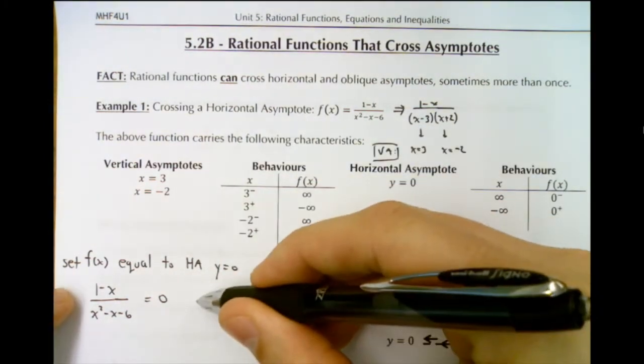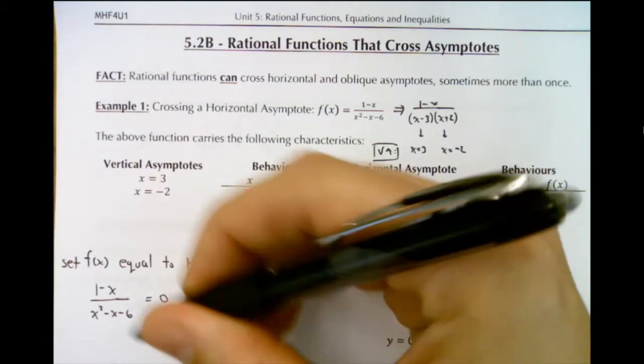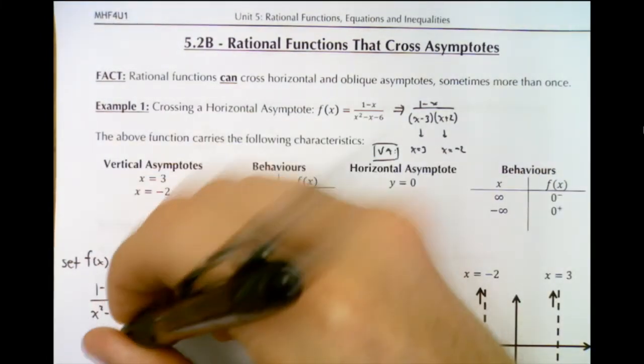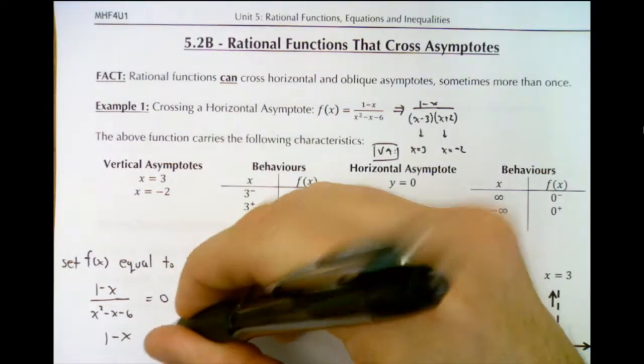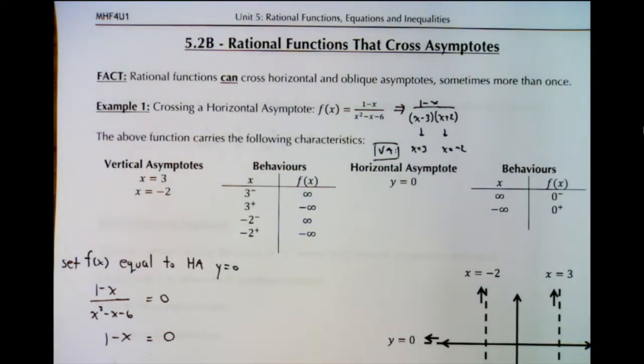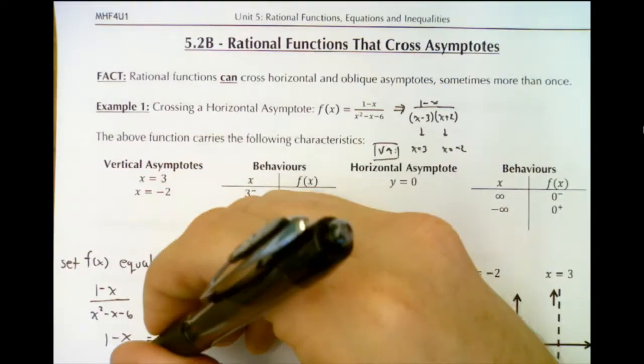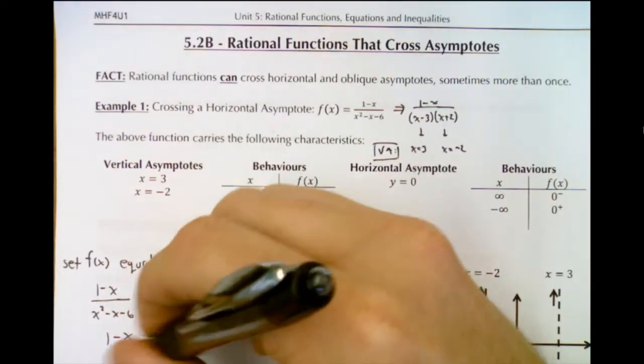Multiply both sides by the denominator. That will remove it on the left side. We'll be left with 1 minus x, and 0 times x squared minus x minus 6 is also 0. So we're just left with 1 minus x equals 0. And if we add x to both sides, we get x equals 1.